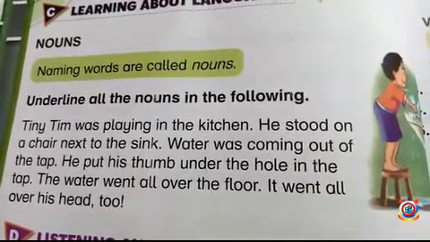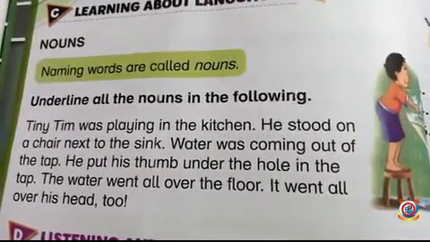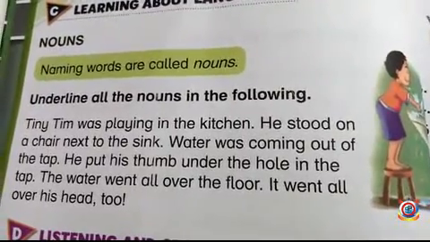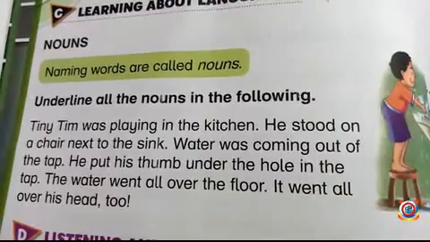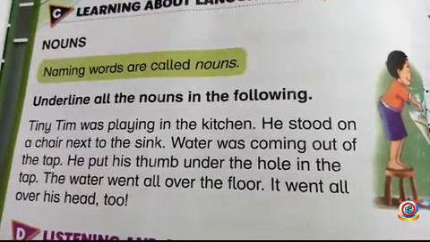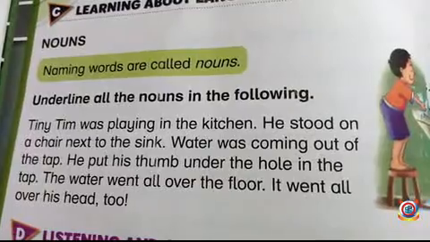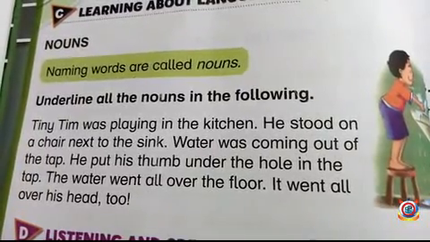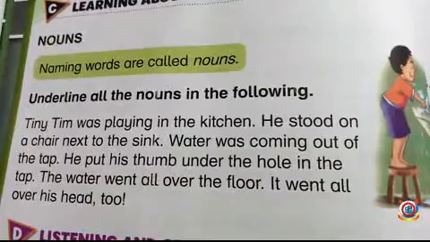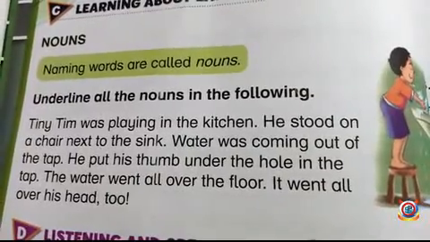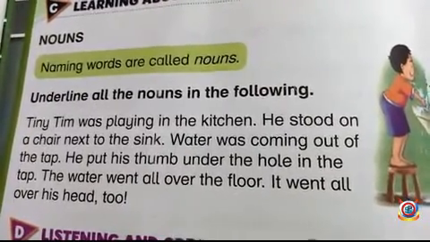Now you look around at your room where you are sitting and tell me the names of a few things. Door, very good. Window, very good. Sofa and bed, very good. Floor, fan, light, yes, all these are nouns because these are the names of these things.